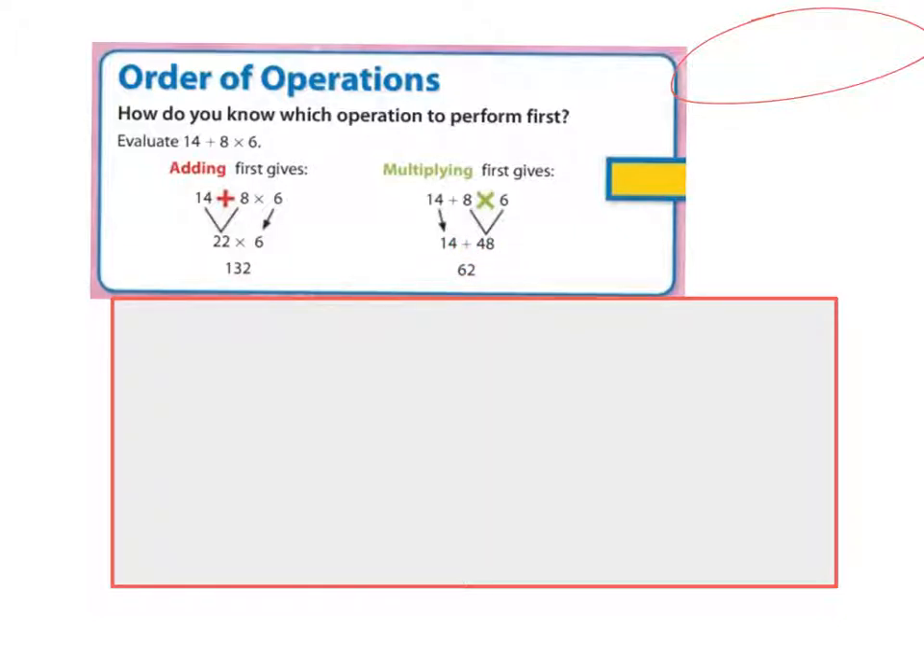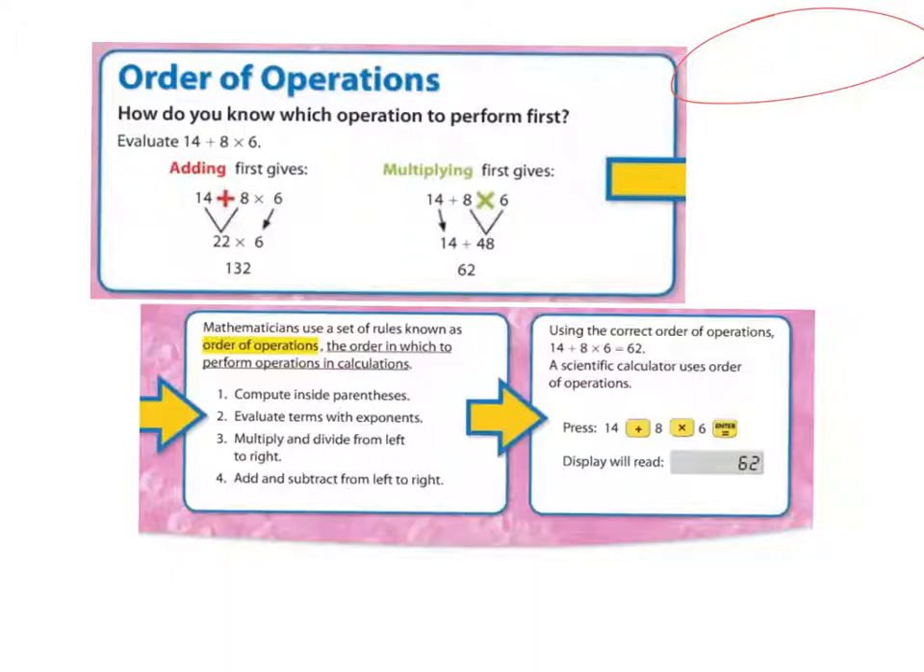And I'm wondering which one is correct. I want you to tell the person next to you what you think is correct. Alright. Now let's go on. Alright, if you said 62 is correct, you are right. I'm going to read this, then I'm going to put it in my own words.